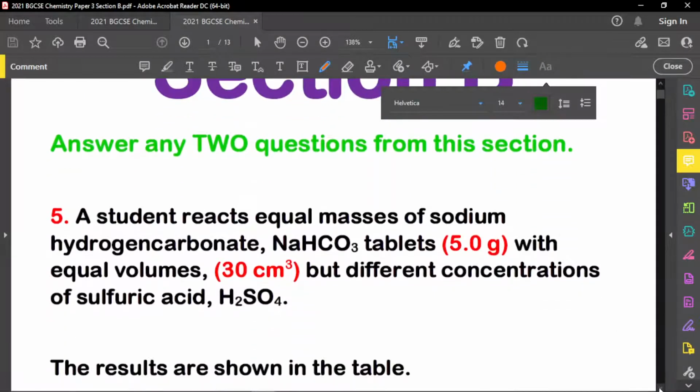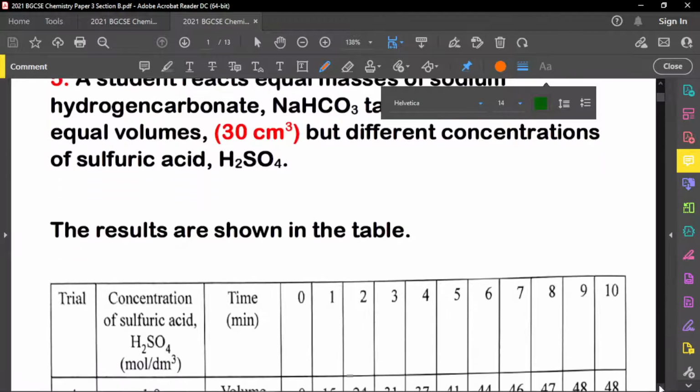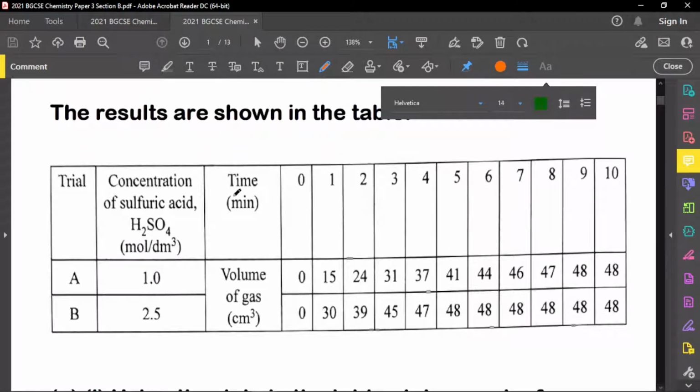Question number 5: a student reacts equal masses of sodium hydrogen carbonate, NaHCO3, tablets, 5 grams, with equal volumes, 30 centimeters cubed, but different concentrations of sulfuric acid. So you have the same mass, the same volume, but the difference is in the concentration. The results are shown in the table right here. You notice you have time, and then the different concentrations. This 1 molar concentration is at 2.5. And you notice the different volumes of gas that are produced.